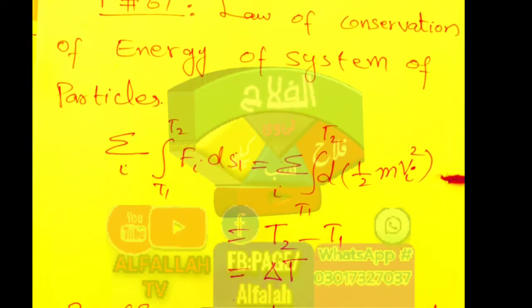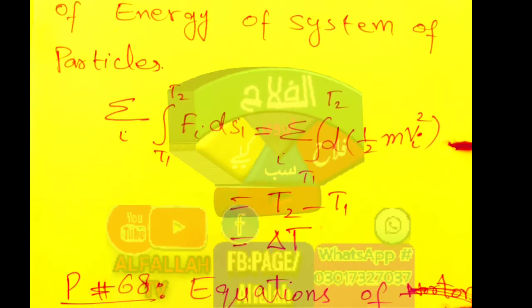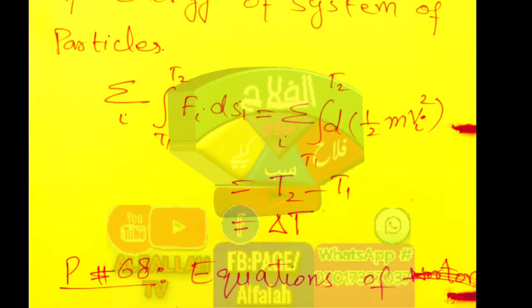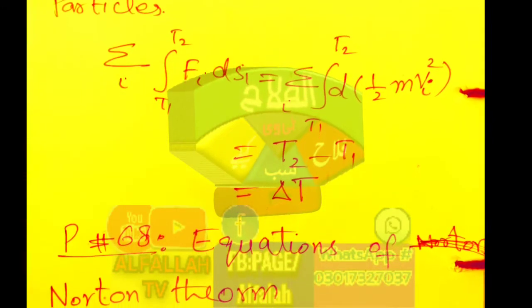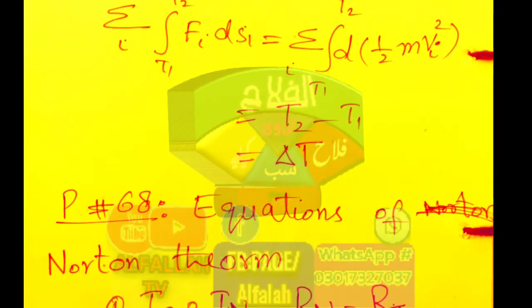Point number 67, law of conservation of energy of system of particles: sigma over i from T1 to T2 of F_i dot ds_i is equal to sigma over i from T1 to T2 of d of half m v_i squared is equal to T2 minus T1 is equal to delta T. Point number 68, equations of Norton theorem.